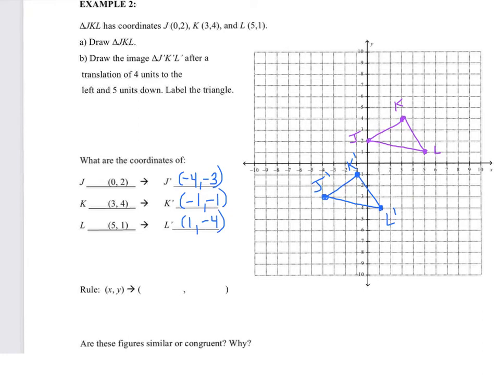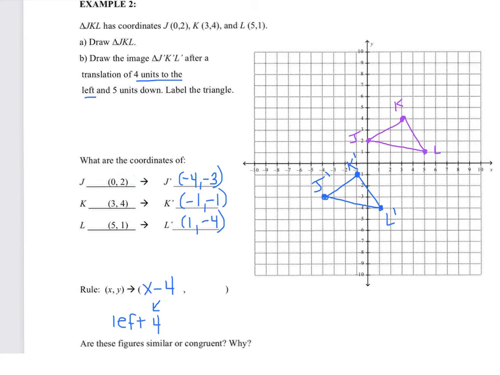So now what's the rule? Let's look at our x value. What do we do to the x value? Well, we went from 0 to -4. We went from 3 to -1. And we went from 5 to 1. So what do we do to each x value? We subtracted 4 from the x value, x minus 4. And notice in directions, we went 4 units to the left. So because we went to the left 4, we subtracted 4.